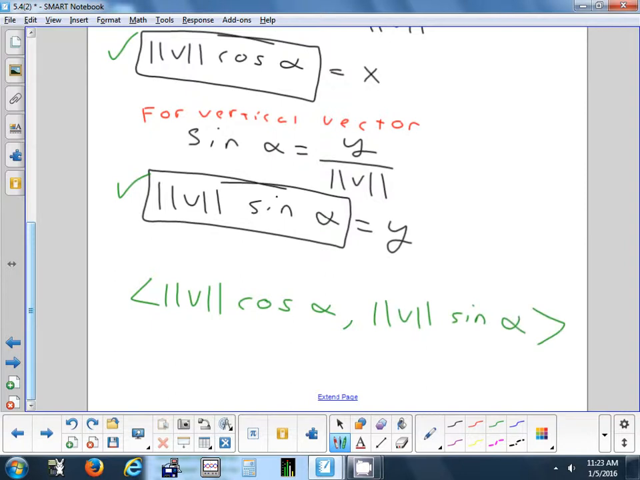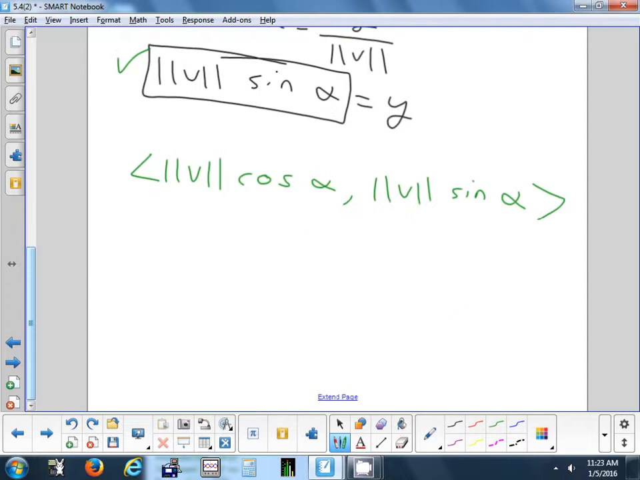Or you can just write it with i's and j's. Magnitude v cosine alpha, whatever number that comes out to, that's the i, plus magnitude v sine alpha, and whatever number that comes out to, that's the j. Now if you look at it the second way, what do both these things have in common?